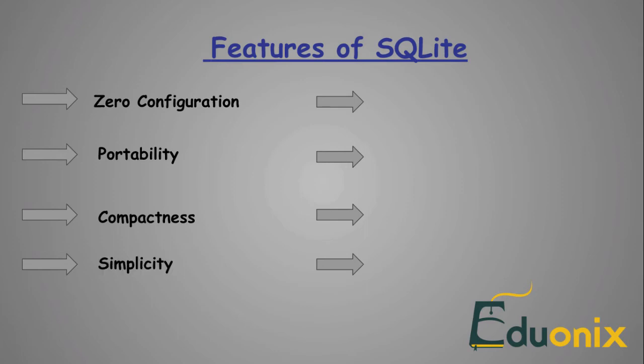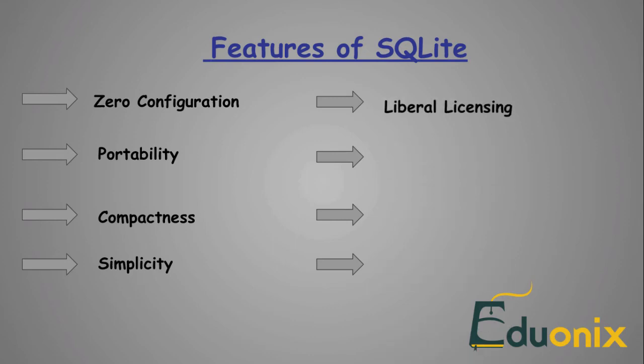Let's look at another feature, that is simplicity. SQLite has a simple and easy to use application programming interface. The API is well documented. There are a vast number of languages and library interfaces with which SQLite can be used. Extensions are also available in Perl, Python and Ruby.